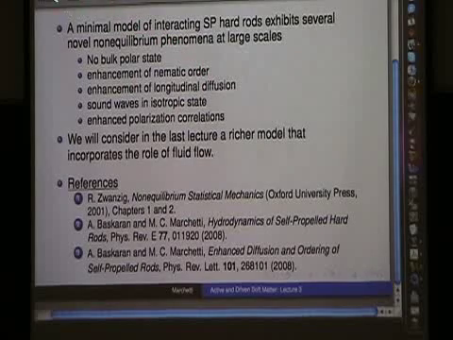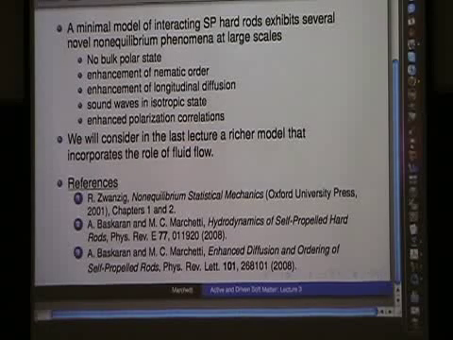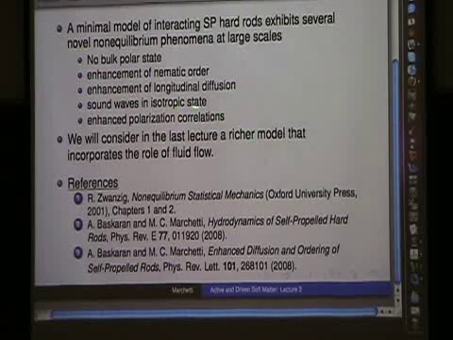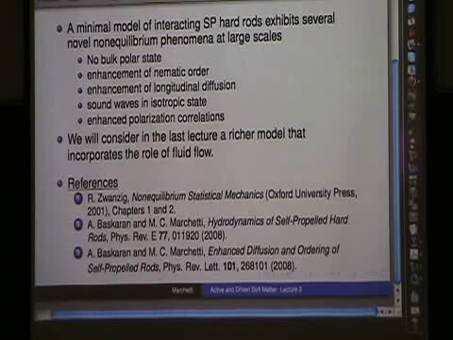You get no bulk polar state, which is kind of disappointing, but we'll see that it's very hard to get a bulk polar state, and experiments don't usually see it. They see long-range, large correlated regions, but no bulk state. You get enhancement of nematic order, enhancement of longitudinal diffusion, these sound waves, and you can also look at the correlation length of polarizations and see how they scale. They get pretty large. Several of these things can be correlated, for now at least qualitatively, with things that have been seen in experiments, either in vibrated rods or in this motility assay.